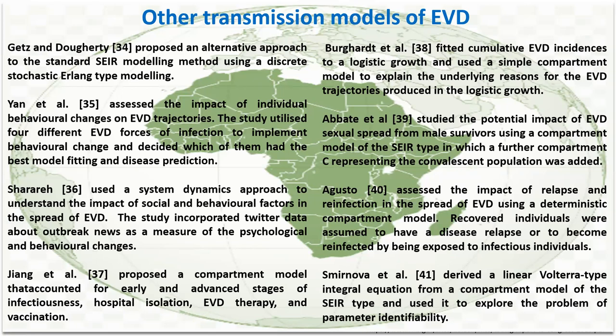So many other models have been proposed. For example, Augusto also considered relapses and reinfection in the spread of Ebola virus using a deterministic model. She assumed that a recovered individual may have a disease relapse or become reinfected by being exposed to infectious individuals. Although it is not known whether someone who recovered from Ebola virus is permanently recovered or whether it is a temporary immunity. So they consider the situation where the person can be reinfected again.